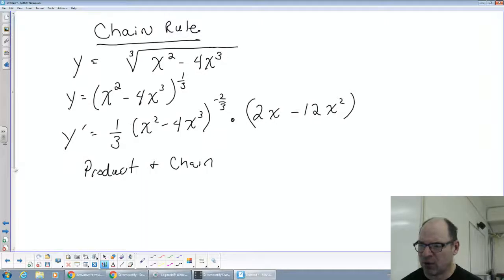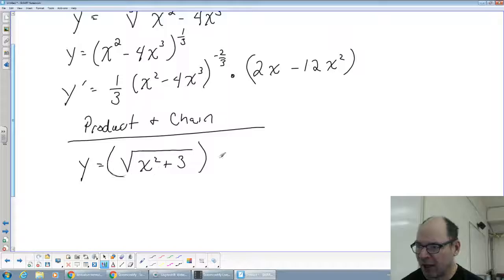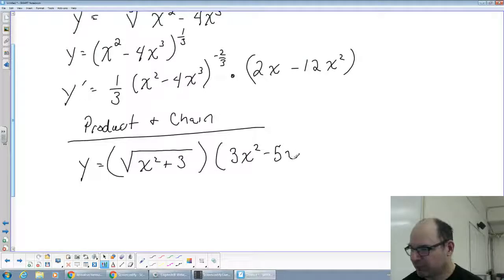So if you had something like this where we have to use the product and chain rule together, so say y was equal to the square root of x squared plus 3 multiplied by, let's say, 3x squared minus 5x. So this should chain up a product rule here. And we have to use the chain rule in here because this is to a root. So we're going to have to change that into an expression that looks like this.